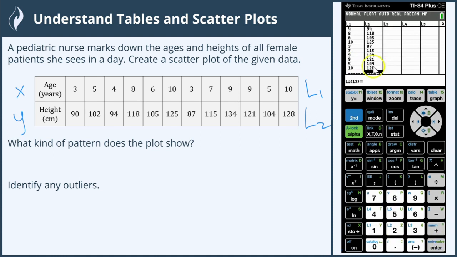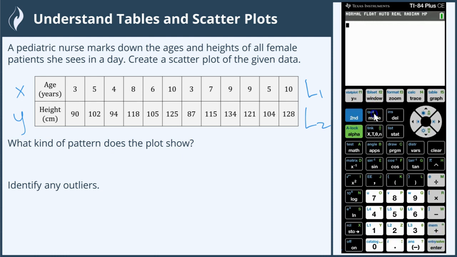And then let's go ahead and find the scatter plot. So we go to second, quit to get to our home screen because I like a clear screen. Stat plot, second, y equals. I want number 1, turn my plot on. So go to on and highlight it, make sure that it's highlighted. You see all these graphs here. We want the scatter plot graph. We want that highlighted with the dots.